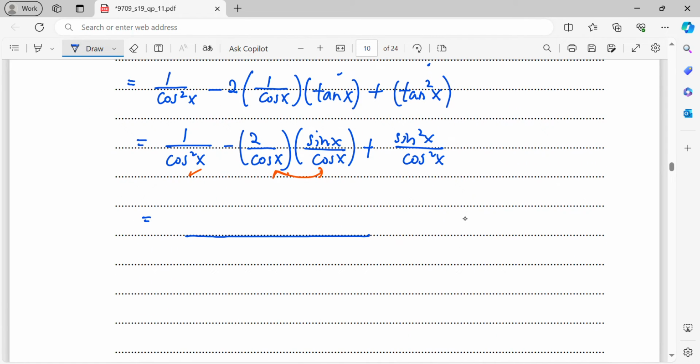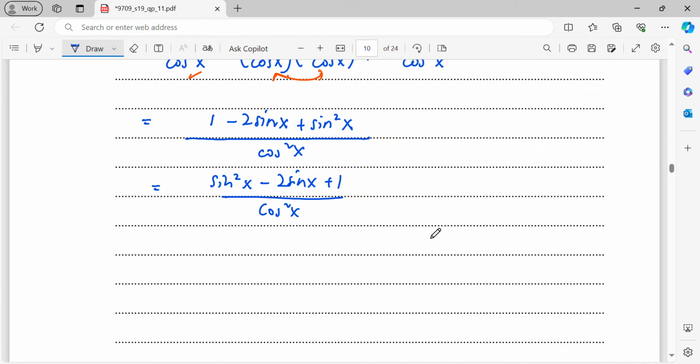Then here I will be getting cos square x, so the numerator is 1. And then here minus 2 sine x. Last term is plus sine square x. Again, you can just rearrange it, right? So basically this is sine square x minus 2 sine x plus 1 over cos square x.